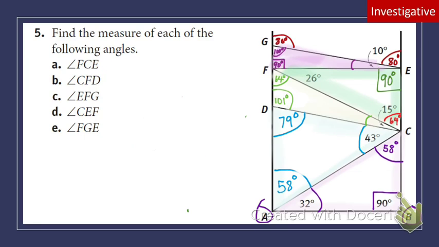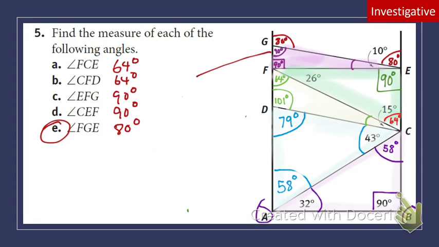do A, B, C, D, and E. Alright, so A, B, C, D, and E, once we look at our chute, we can figure out that those are... Now, I did find a mistake. Once I got to E, I realized, and I was double checking, this angle right here, I told you it was 100 degrees. It is not 100 degrees, it's 90 degrees.